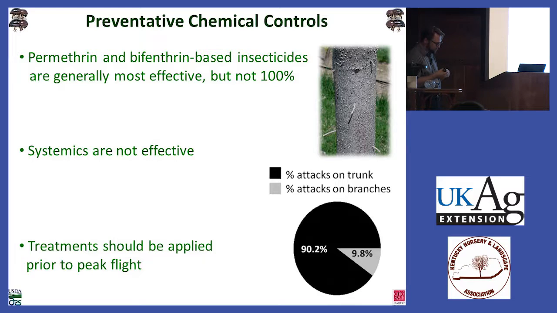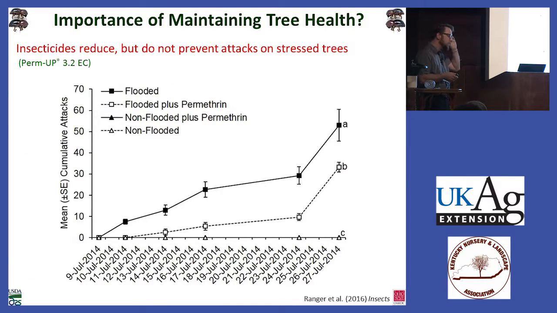And the applications should be applied as much as possible to the trunks of the tree, or the main stem, because as you can see here, 90% or more of the attacks occur on the trunk. Now, it's ideal to get the treatments on before peak flight. Now, this is just to give you an idea of the importance of maintaining tree health.